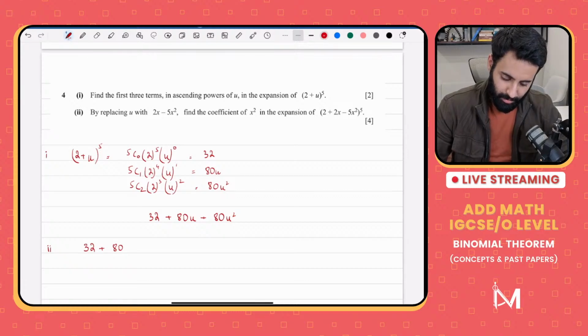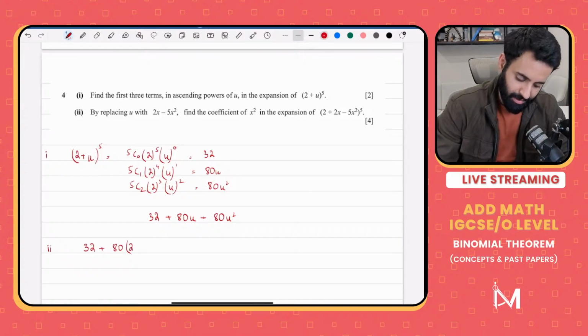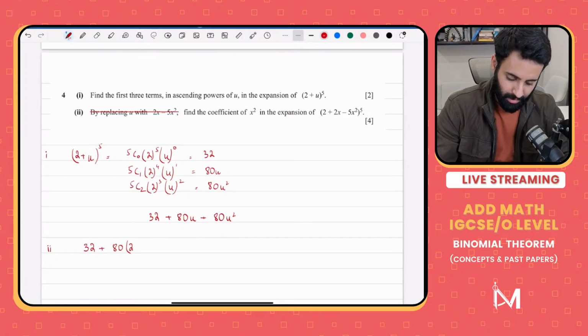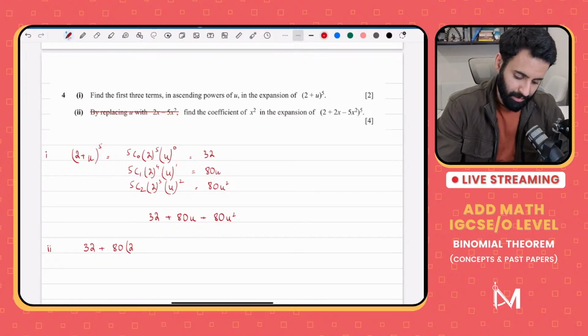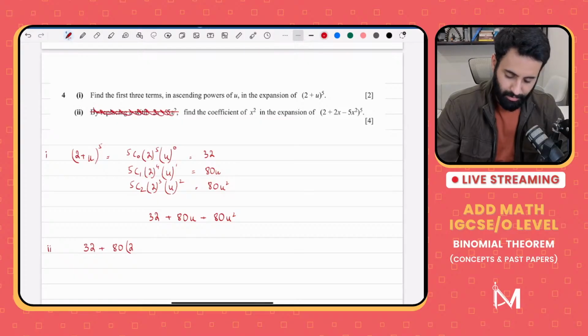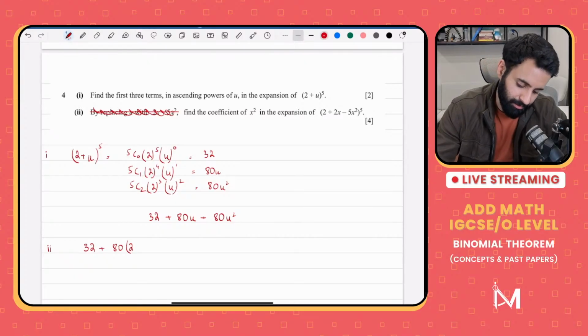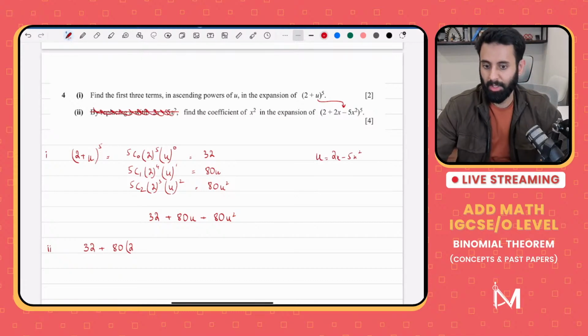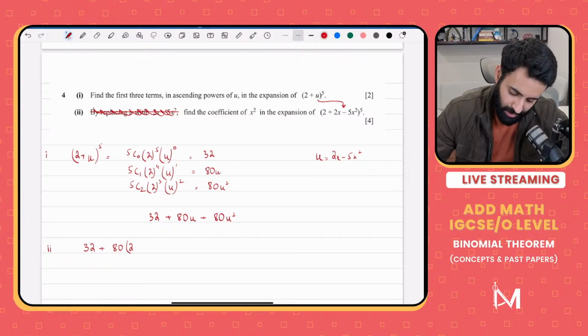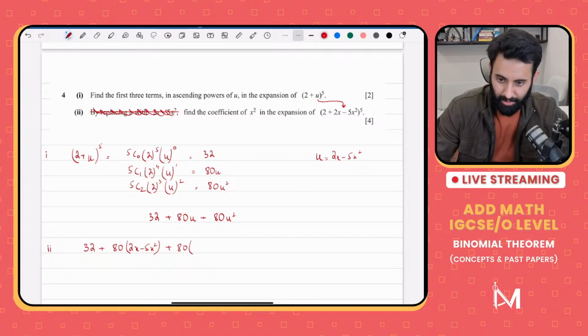So by replacing u with 2x minus 5x squared, find the coefficient of x squared. So we're going to replace u. Interesting thing is that the question could have also not given you this. The question is generous here, but it could also not be generous. So don't think that the question will always be so helpful. If the question says, find the expansion of so-and-so, it's your job to recognize that u is basically equal to 2x minus 5x squared. The question has been kind enough to make that exception for us, but if it doesn't, that's fine.